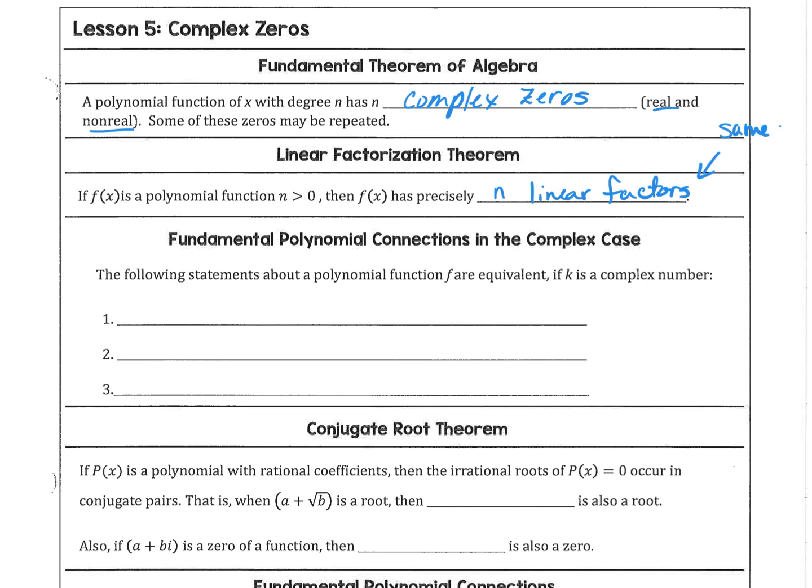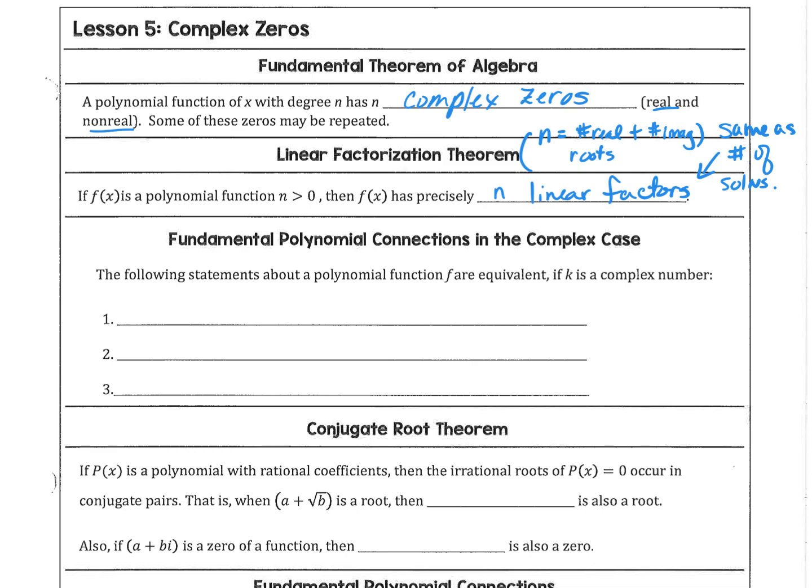So it's the same as the number of solutions from the fundamental theorem of algebra. So these linear factors and these zeros actually are a sum of the real and the imaginary. So n is going to equal the number of real plus the number of imaginary roots. Okay? Together, those end up being n, which is the degree.